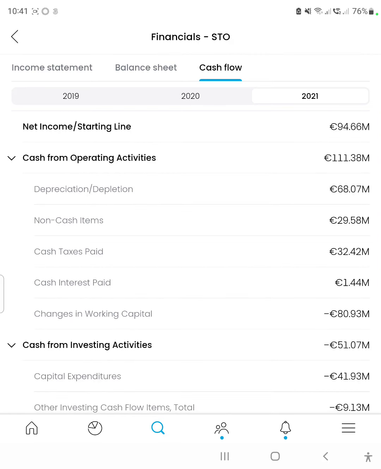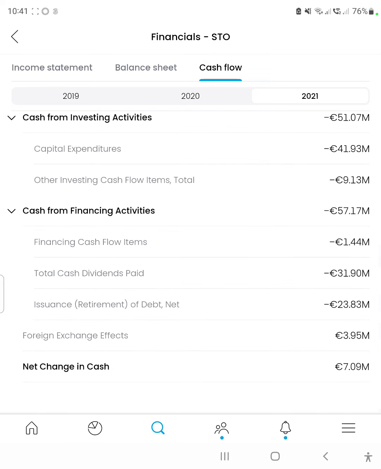So that is it. 94 million euros for the net income, which is good compared to the 2019 and 2020 financial year. So it seems to be increasing its net income steadily over the past 3 financial years. Let's hope next year, or at the end of this current financial year, it exceeds 94 million euros in net income, as well as exceeds net change in cash of 7.09 million euros.